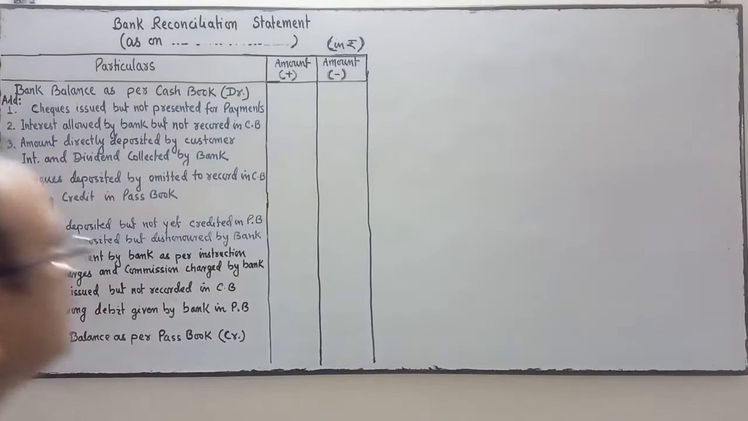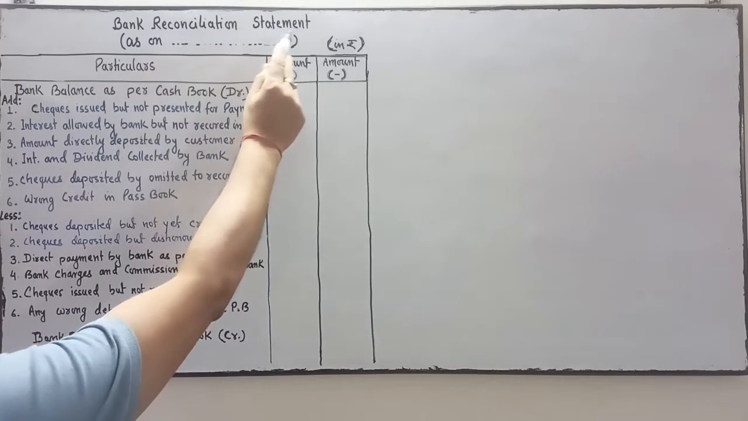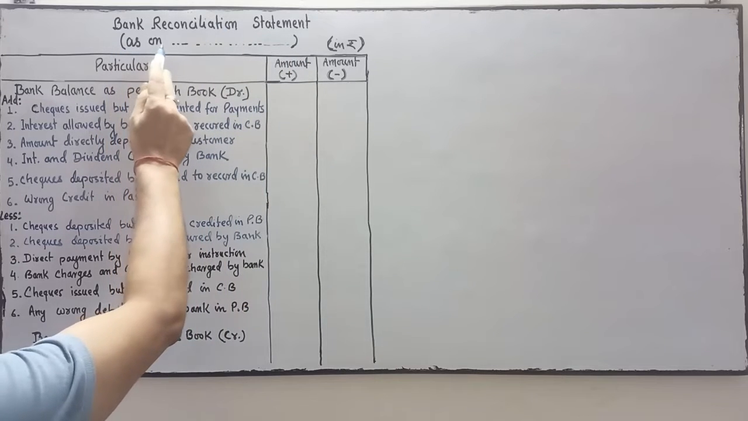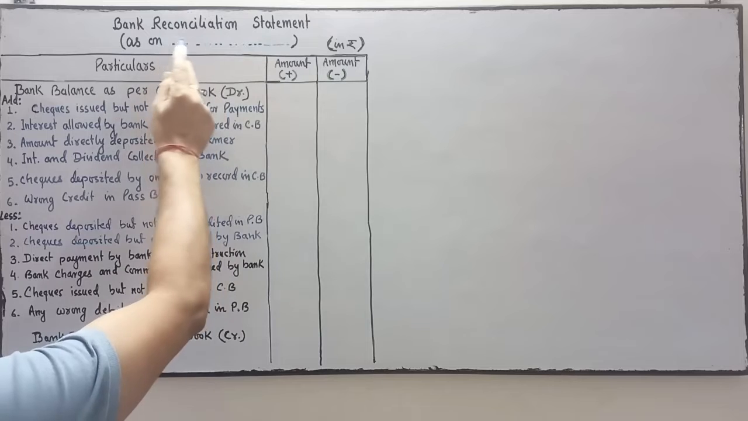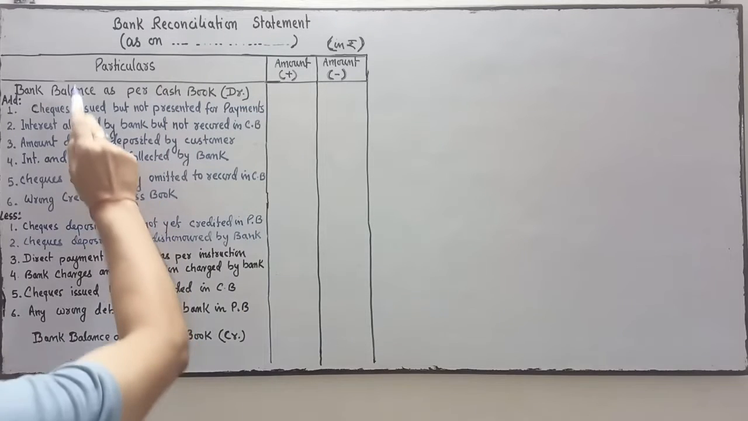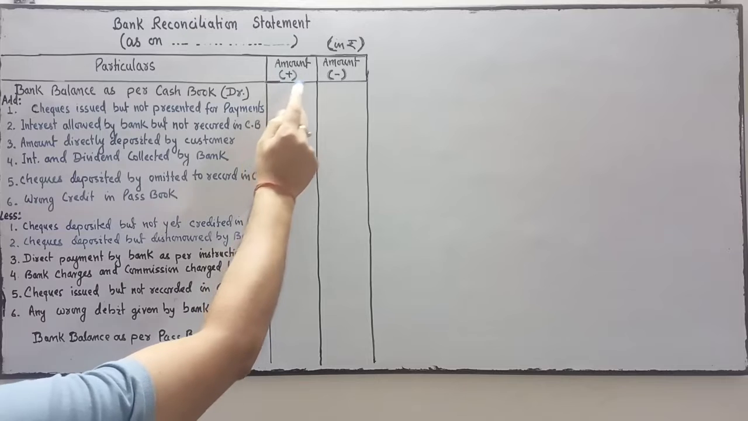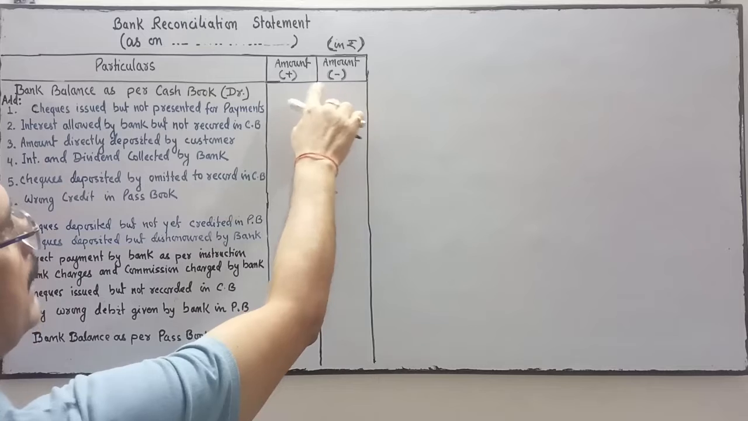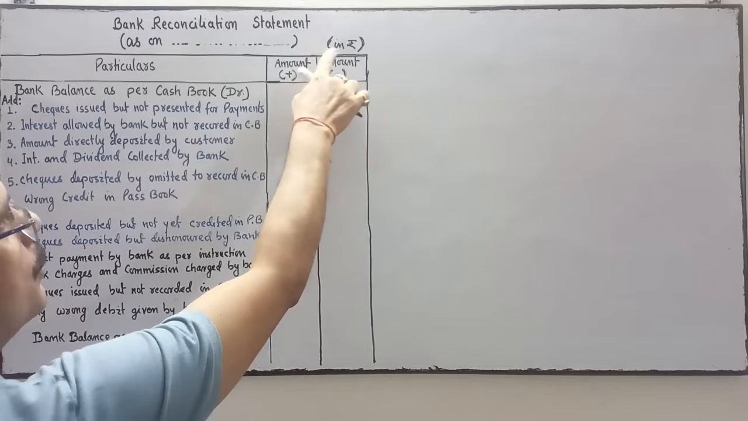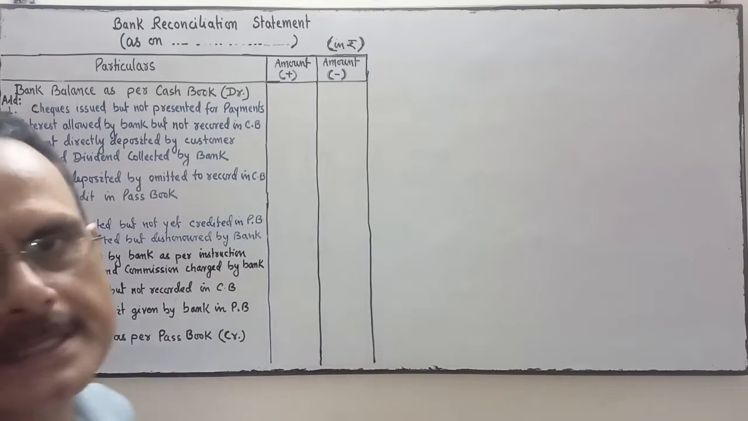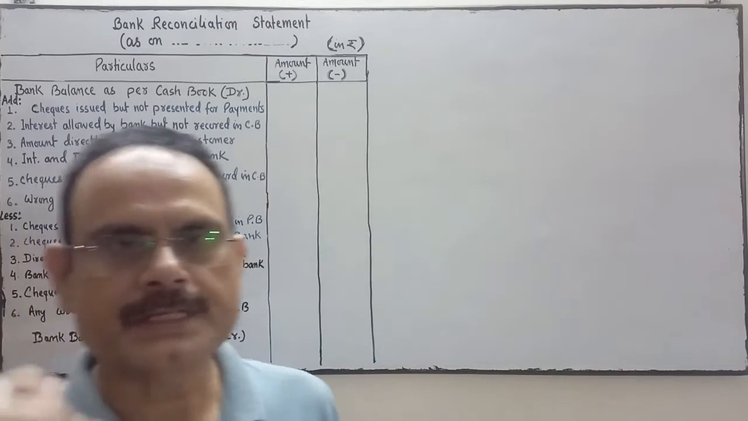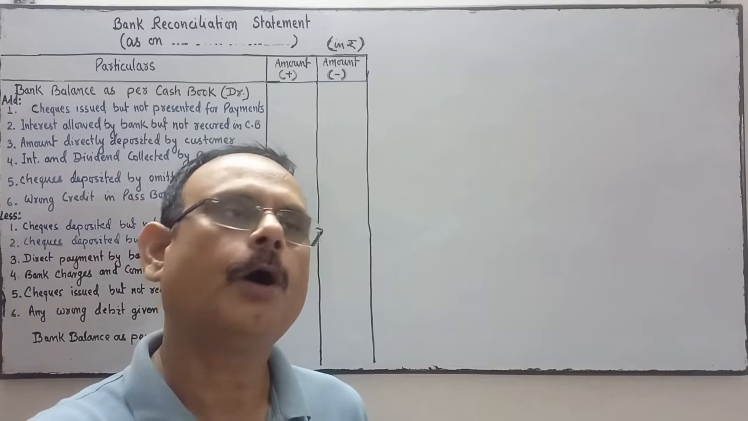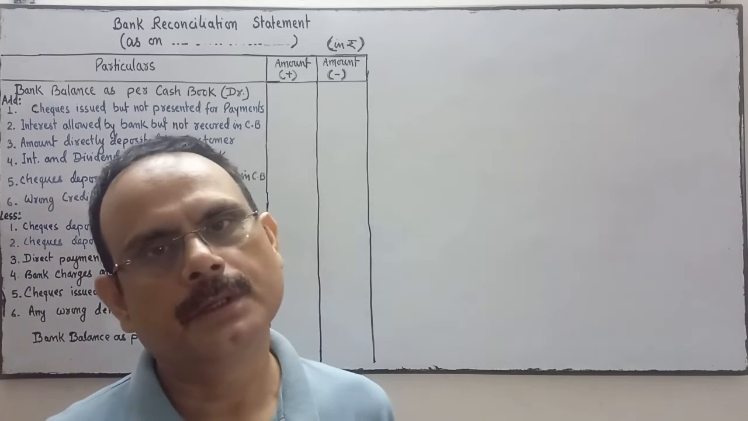So the format is: at the top you write the bank reconciliation statement. Thereafter you write as on the date of reconciliation, and you have to fill in the date. The format is particulars, amount plus, amount minus. This is for plus, this is for minus, and the figure will be reflected here in rupees. So first we start with the bank balance as per cash book or bank balance as per passbook.